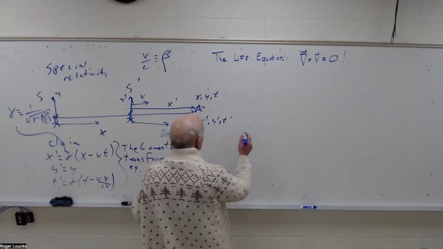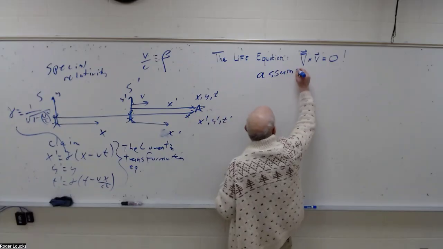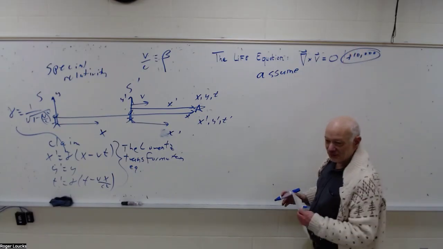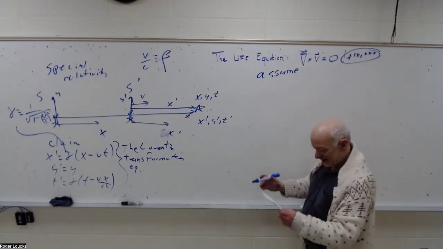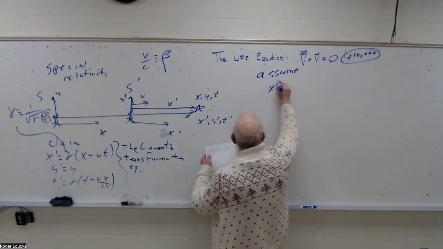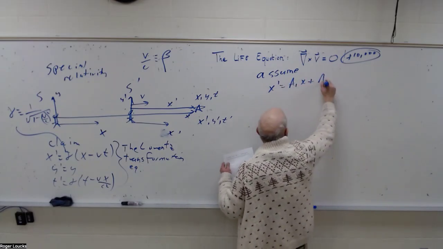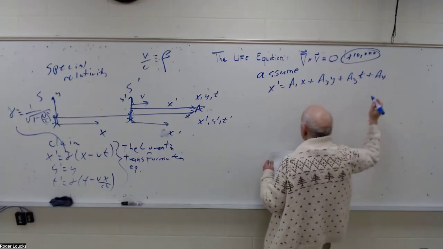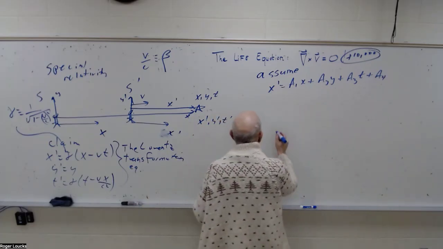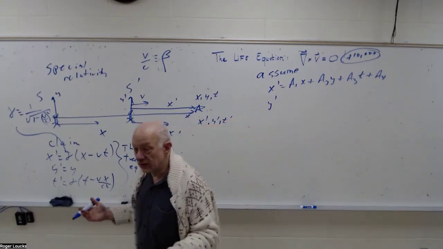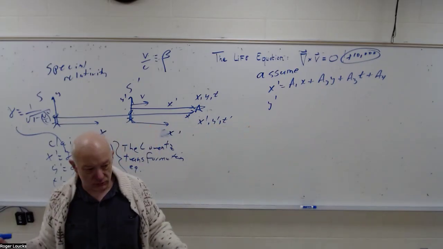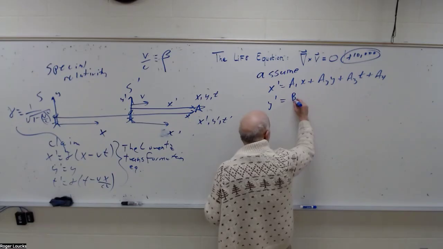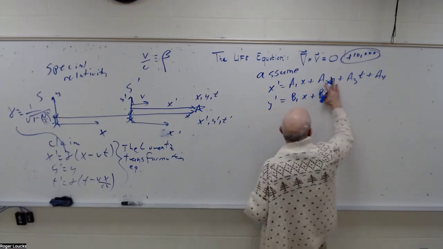And so we started off with, we assume X prime equals A1 X plus A2 Y plus A3 T plus A4. And then we do the same thing for the Y prime, and it'd be the same thing for the Z, but then it's just more of the same, and it's the same idea.